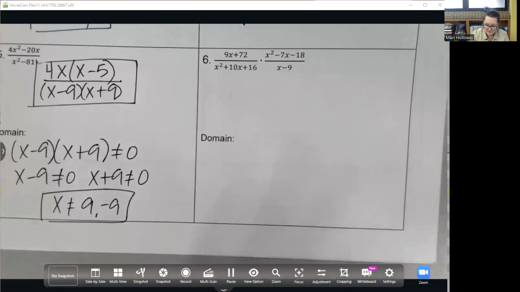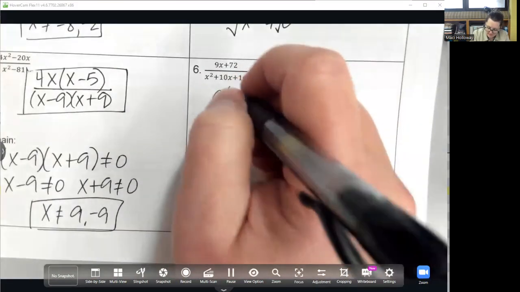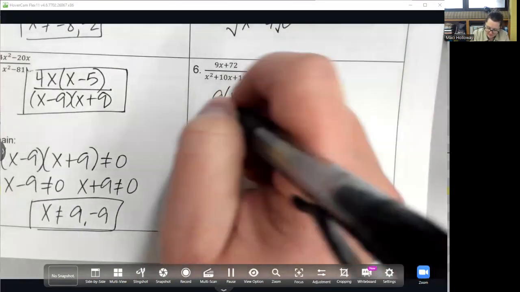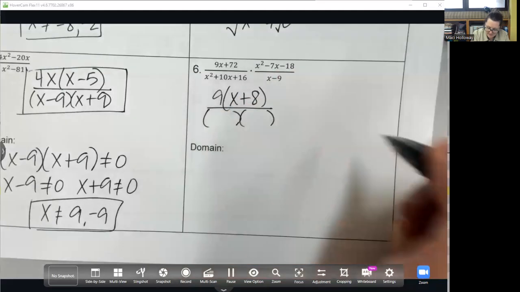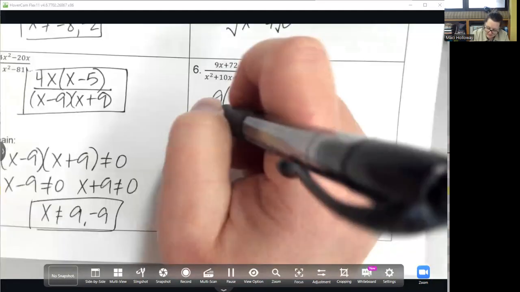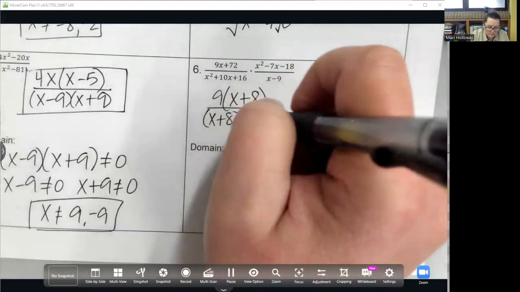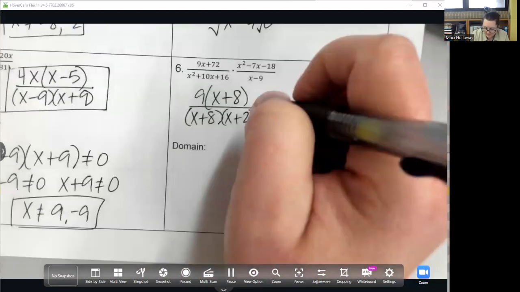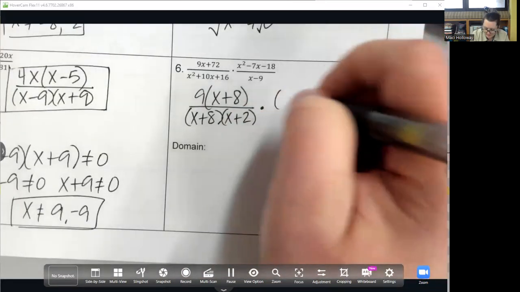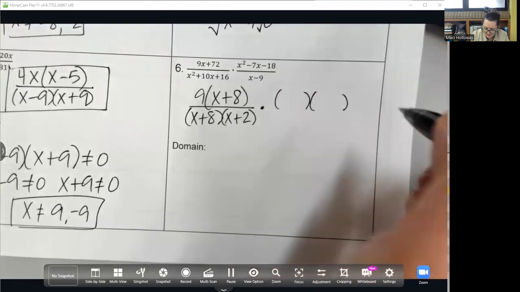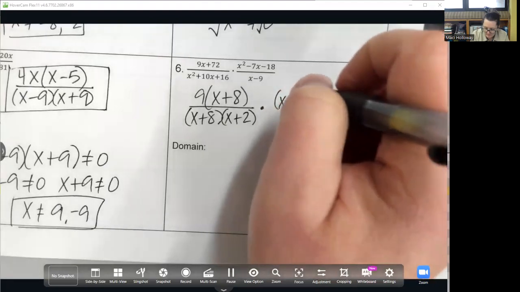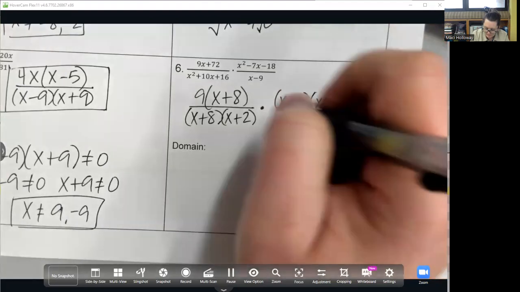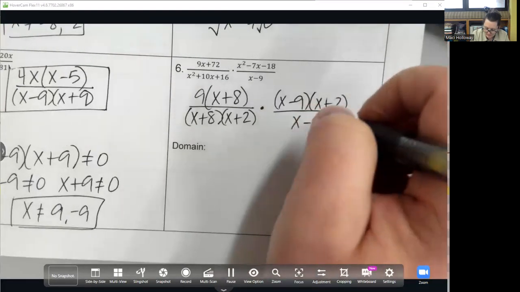All right, number 6. Let's factor out a 9 here. So we have x plus 8. What multiplies to get 16 and adds to get 10 is x plus 8 and x plus 2. And then on the other one, what multiplies to get 18 and adds to get -7? I'm going to say -9, +2. And then we just have an x minus 9.